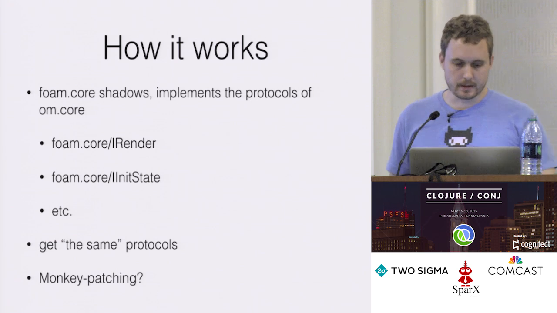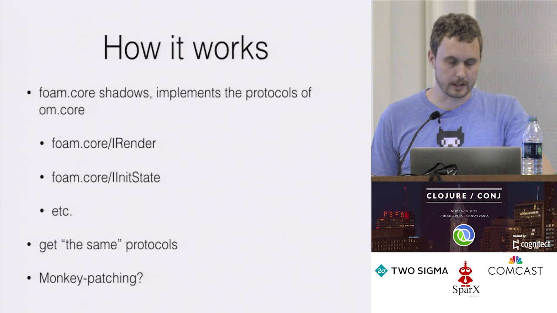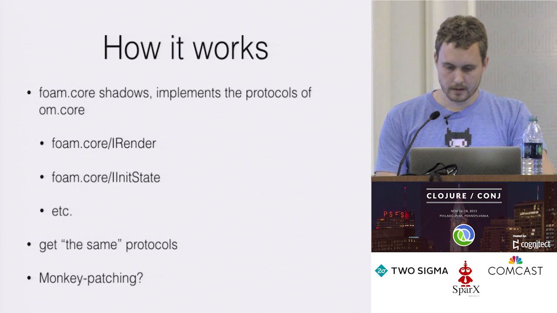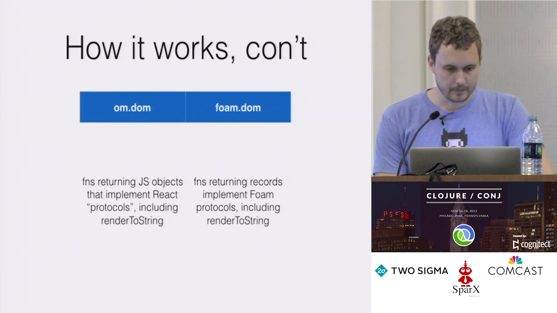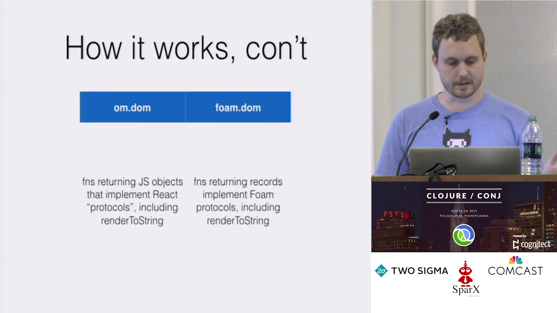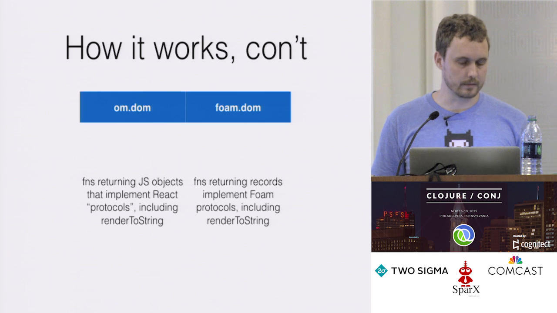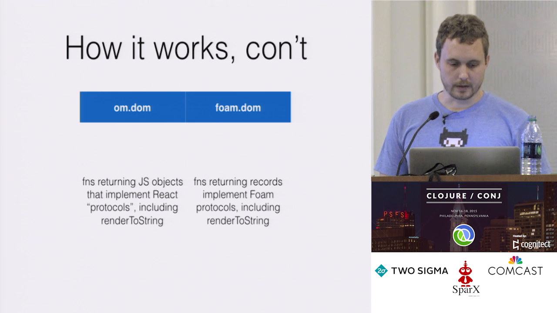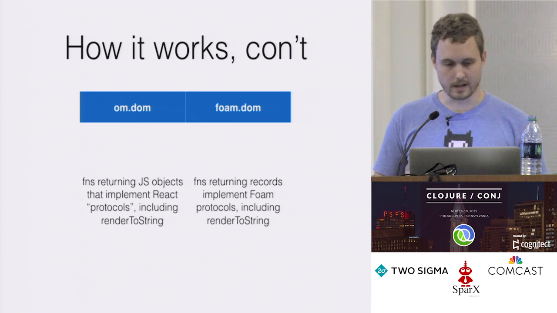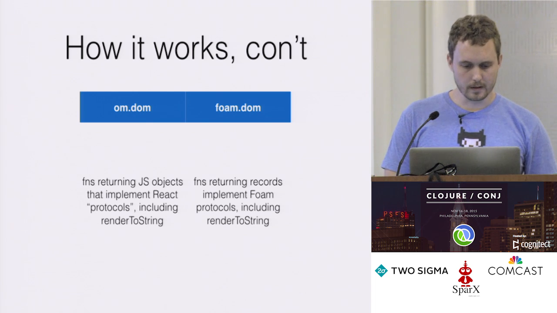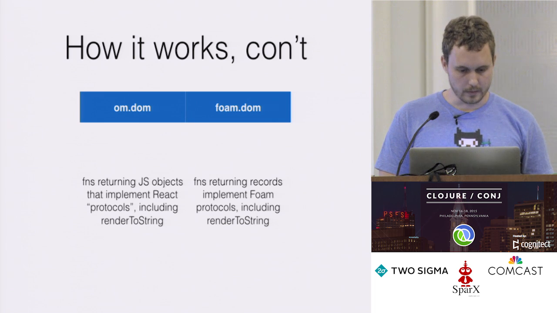And to answer the question earlier, this doesn't implement React. It doesn't need to because you're not diffing anything on the server side. So in the real OHM DOM, you have functions that return JS objects that implement React protocols, and render to string is just another React protocol. On the Clojure side, you have a function with the same name that returns a defrecord that implements a foam protocol called render to string. And so when you call that, you get an HTML string that you can just serve. And we can go through that in a minute.